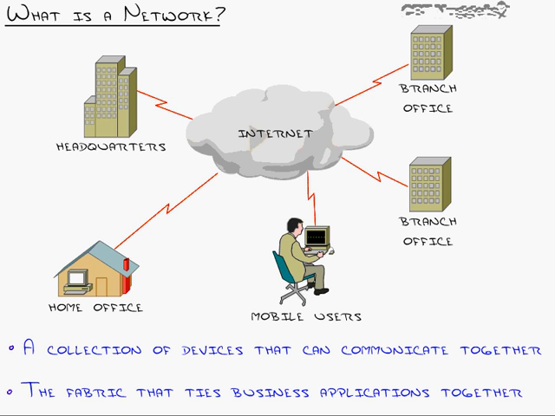So the way I can describe it is the fabric. I guess that's my modern definition of roads that ties business applications together so that the devices that plug into that and can reach those roads can communicate together.